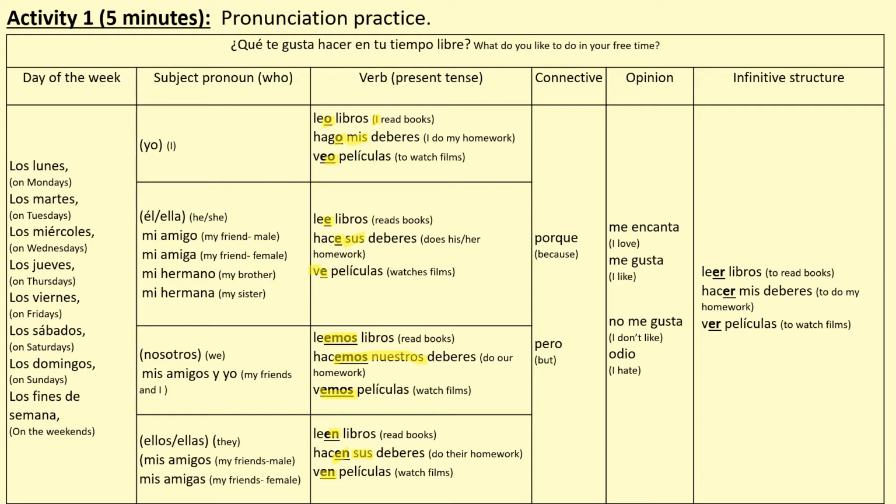Okay, so again, we're very good at our connectors, pronunciation and our opinion. So let's just practice finally the infinitive structures again. Repeat, leer libros. Hacer mis deberes. Ver películas. Fantástico.